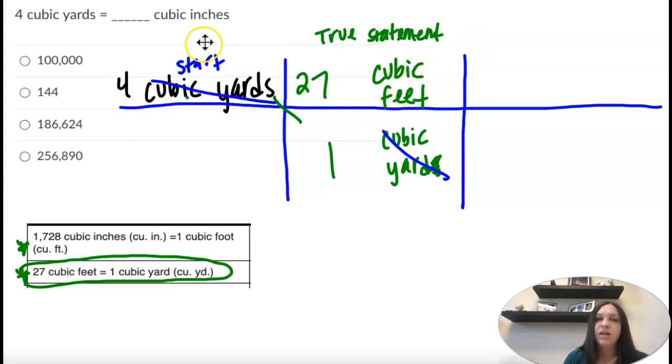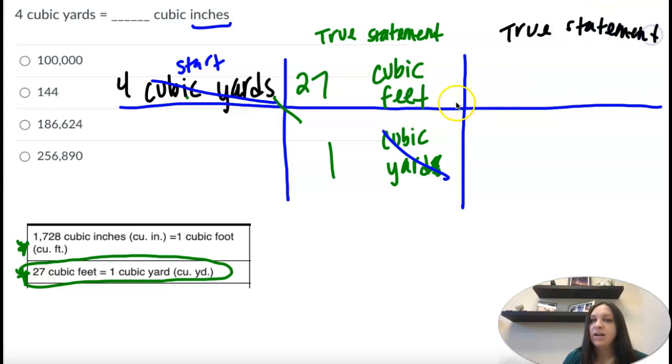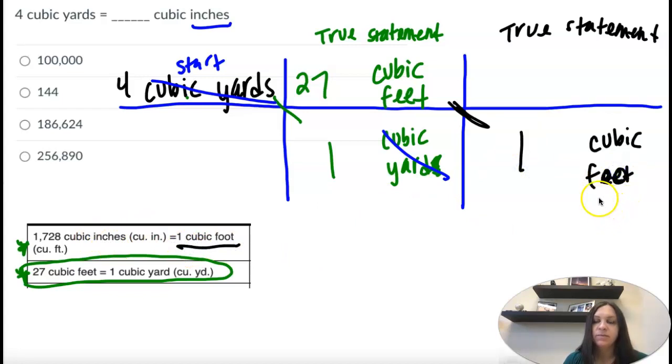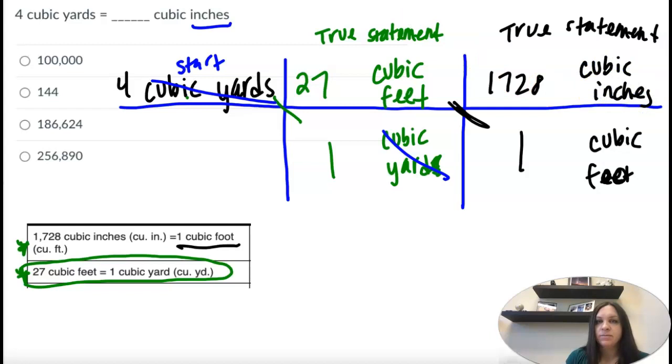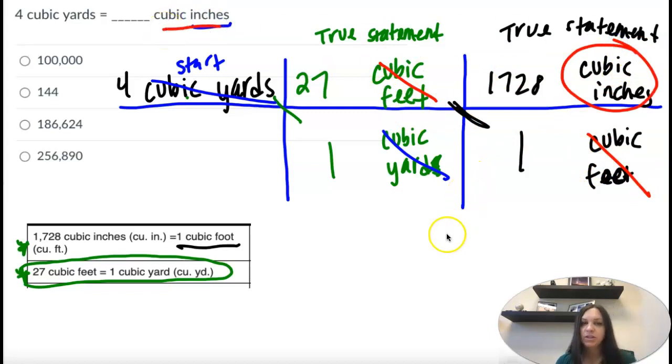Okay, and then we're going to keep going. Now we have cubic feet, but we want cubic inches. So same thing, we're going to put the next true statement right here. And diagonal, we want the units to match. So cubic feet. So 1 cubic foot equals 1728 cubic inches. Okay, so notice how all my units are gone except the one we want, cubic inches.